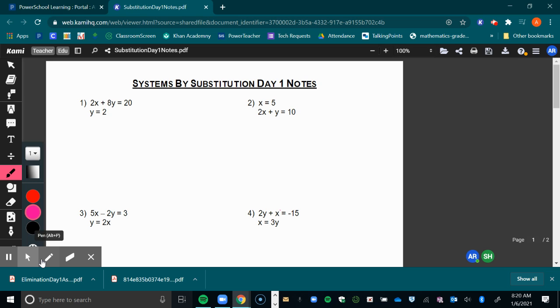Hi guys, today we're going to be talking about solving systems by substitution. So earlier this week we looked at systems of equations. Remember that's two or more equations, and we looked at how to see whether an ordered pair is a solution. To be a solution to a system, if I plug an ordered pair or a point into both my equations, it has to make it true.